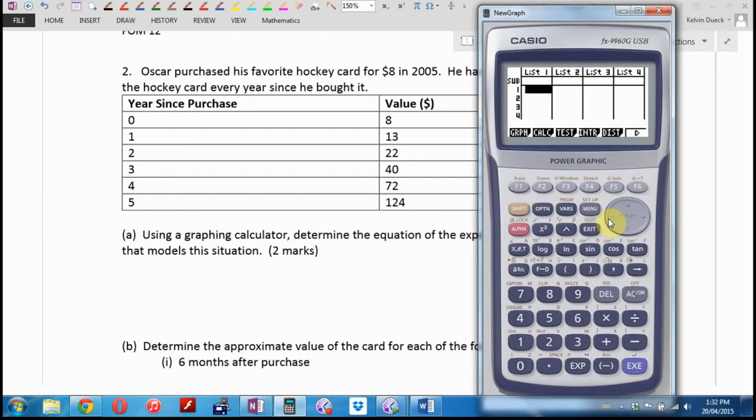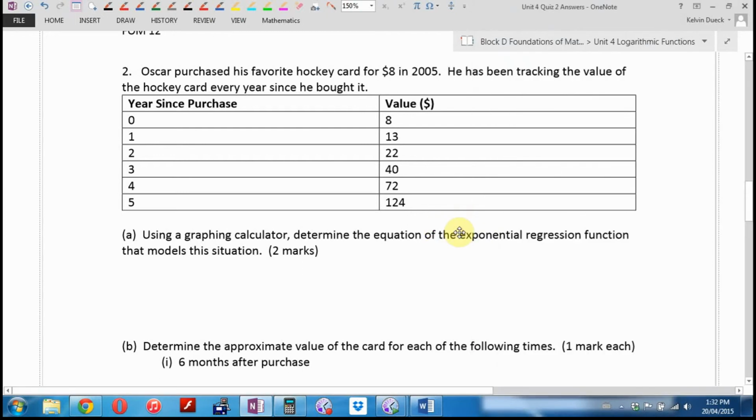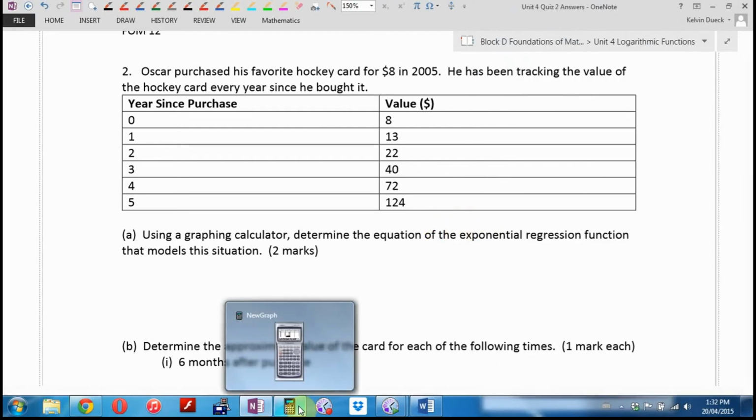So delete all. Okay. Anyways, 0, 1, 2, 3, 4, 5, 8, 13, 22, 40, 72, 124. Always double check to make sure you have the same number of data points, same number of X's, same number of Y's. Otherwise, you're going to get an error. Now, they want me to do an exponential, not logarithmic, so it's going to be base E.